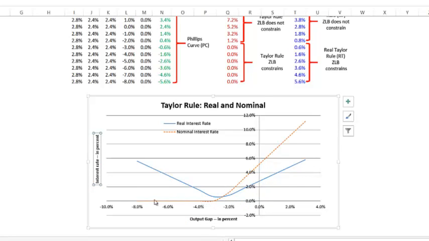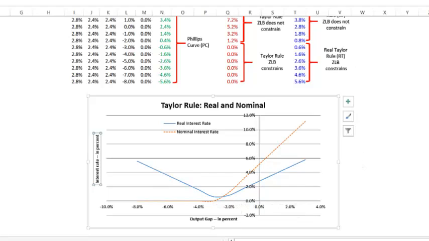But guess what? When we get here into 0 lower bound territory, since the nominal interest rate can't go any lower, when the inflation rate falls, the real interest rate rises. That's why we get this perverse downward sloping curve for the real interest rate.